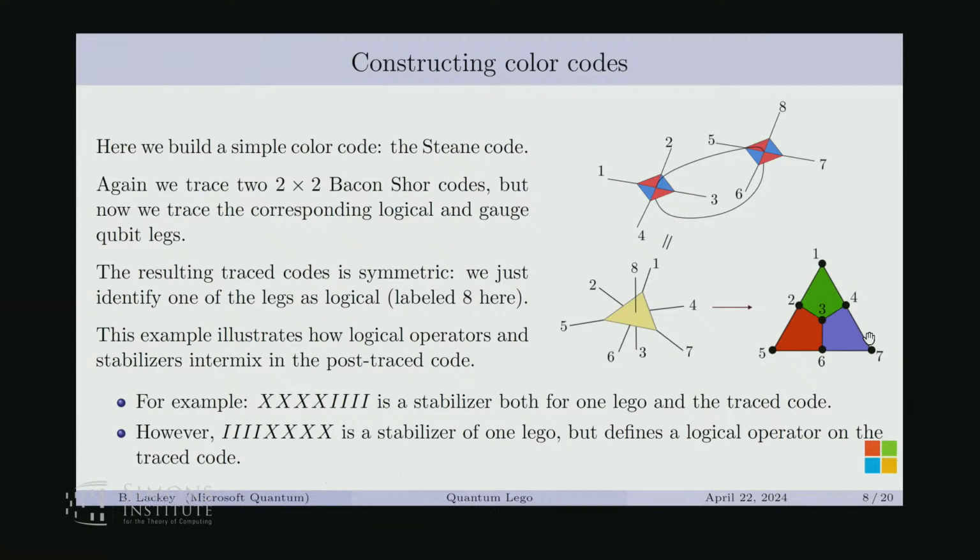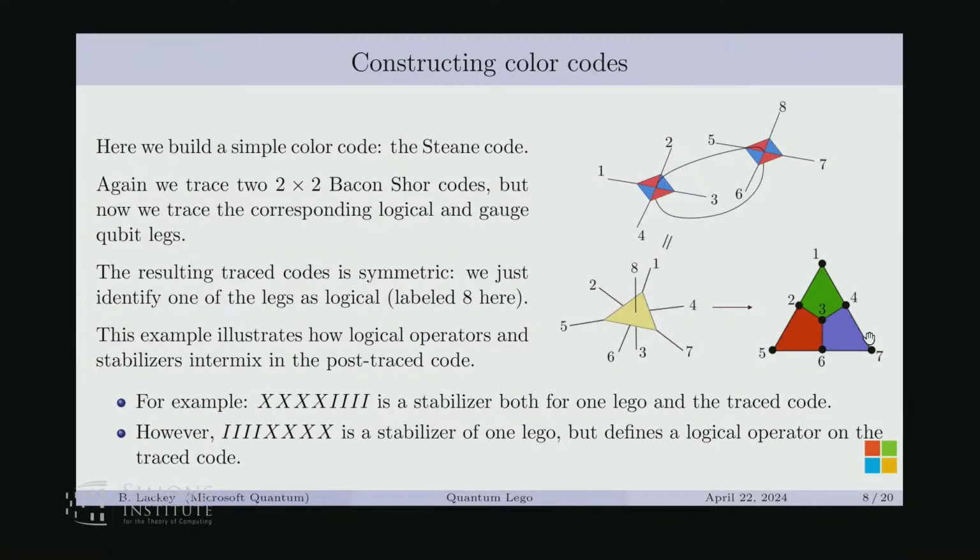We can construct other codes. For instance, it may not be clear that you should be able to construct a color code from the 2x2 Bacon-Shor codes, but in fact you can. Recall that the concept of the tensor, the logical legs and the physical legs were intermixed. We didn't really specify one over the other.